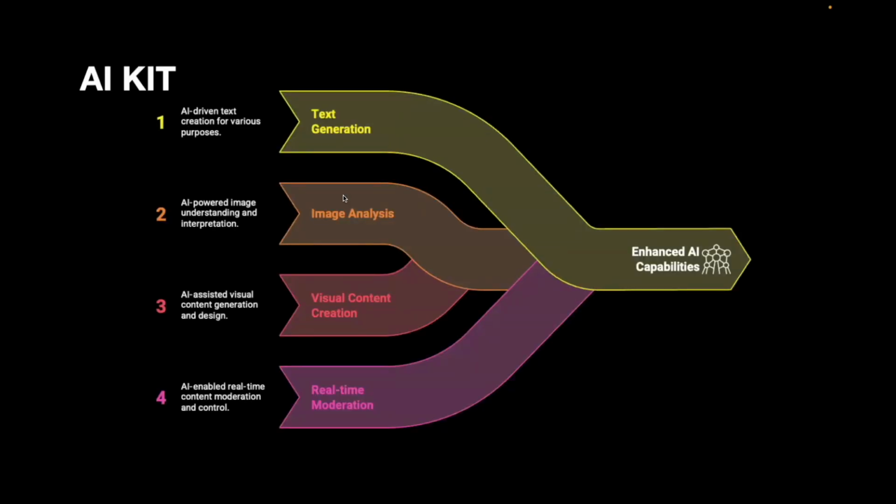AI Kit is a built-in 4D component that gives you direct access to OpenAI models. And the great news is that it's not limited only to OpenAI models, as it also supports other AI providers that use an API format compatible with OpenAI, like, for example, Qwen or DeepSeek. In short, with AI Kit, you can easily integrate features such as text generation, image analysis, visual content creation, real-time moderation, and much more. But let's explore a real-world use case to see just how powerful AI Kit can be.